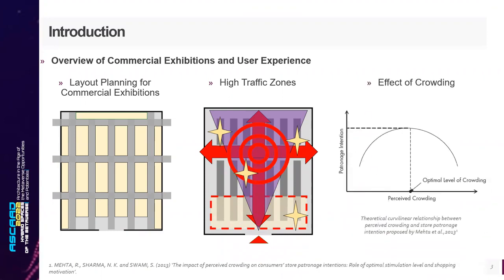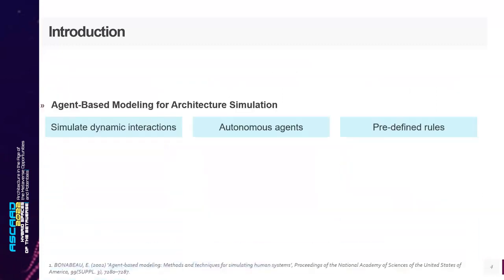Crowding is one of the most important social factors that affect visitor behavior. It has an inverted U shape, which means it can have both a positive and negative effect. It can lead visitors to popular spots, but also it can hinder them from seeing exhibition stands, and it can lead them to continue moving instead of engaging with exhibition stands.